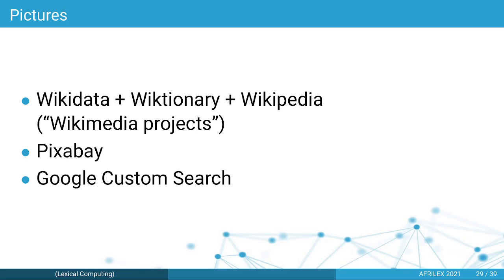Having word senses, we basically continued with the rest of the entries. We were automatically providing pictures for each sense, where we used the head word and the disambiguating gloss for each sense to search in some publicly available image repositories. We used Wikidata and Wiktionary and Wikipedia, basically all of these Wikimedia projects which provide images completely for free. We use Pixabay, which is also an open database, and we use Google Custom Search, where you can limit your search for images that are licensed for commercial use.